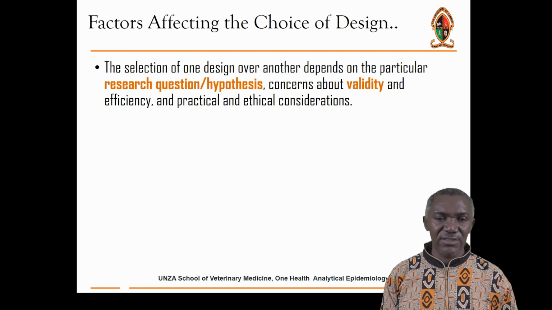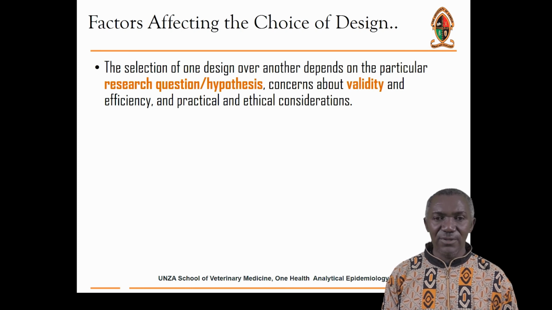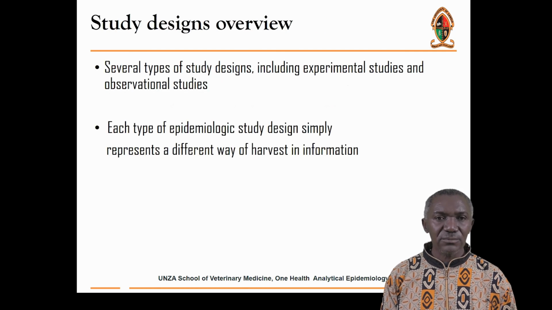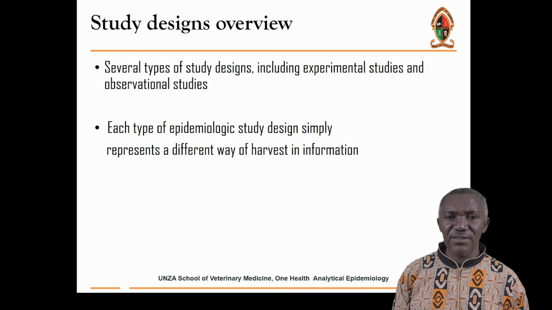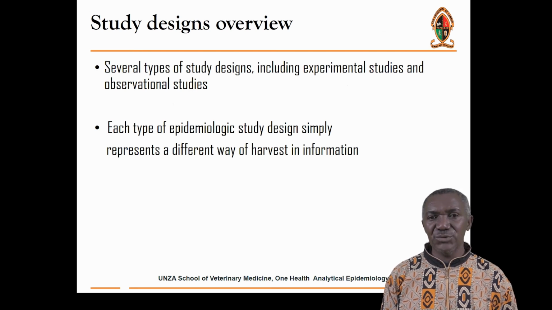And also the practicalities. We talked about feasibility: the time that you have, the resources that you have, and also ethical considerations. You see that there are certain studies that could be ethically challenging to do, whereas others have little ethical consideration. So you have to look at those. There are several types of study designs, but majorly they are broken down into two: experimental and observational studies.